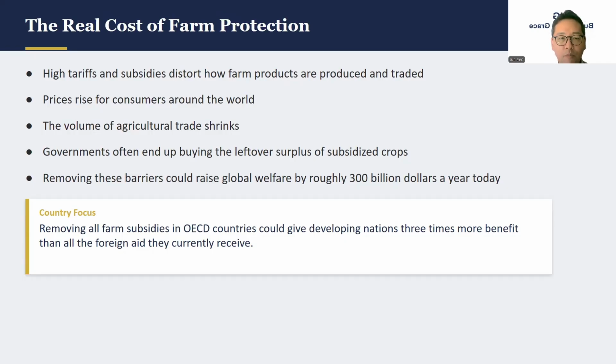Even though it remains politically very difficult to achieve, consider why reform is so hard in practice. Farmers in developed countries are often a small share of the population, but they are geographically concentrated and politically well organized. This lets them exercise influence over trade policy that is much larger than their overall share of the economy would suggest.